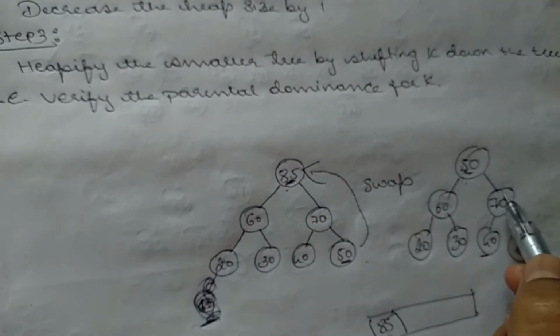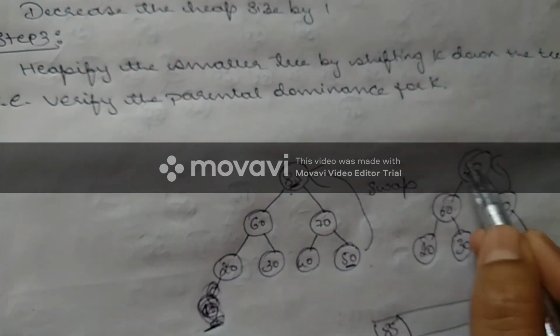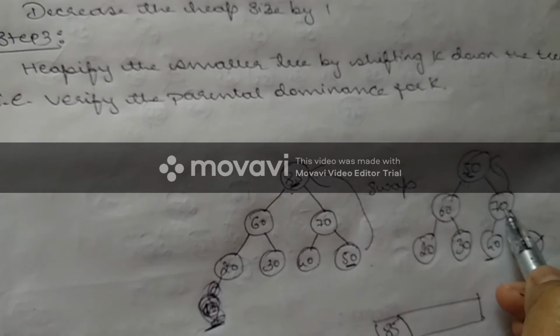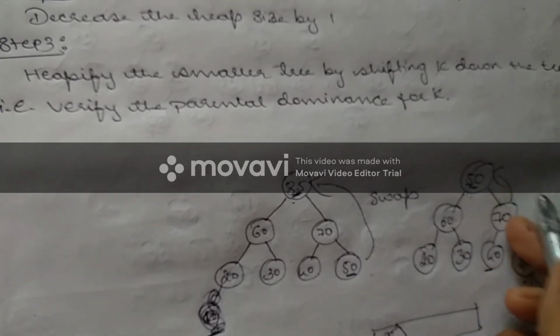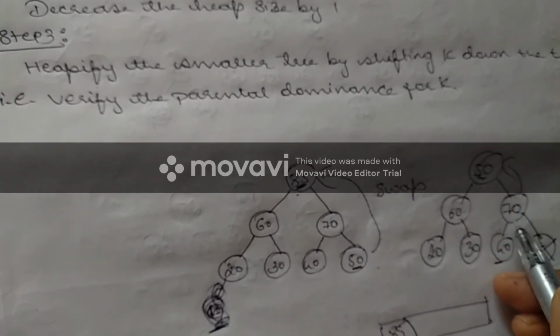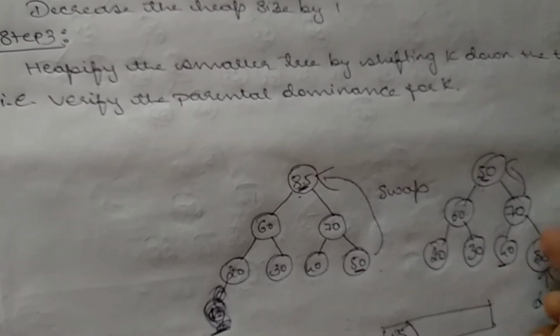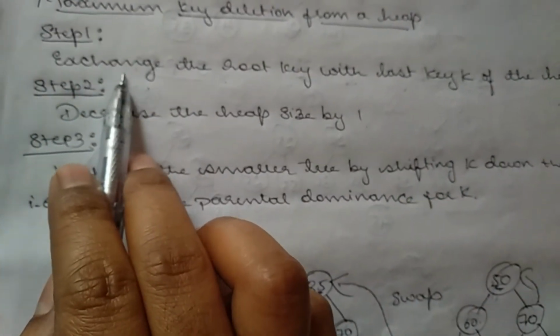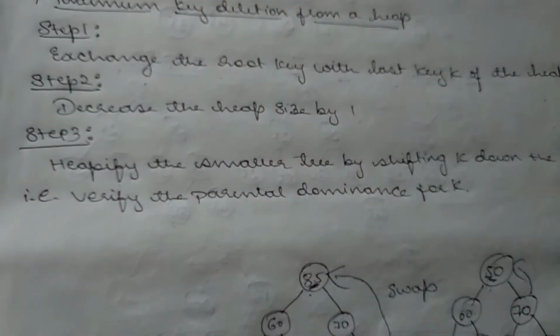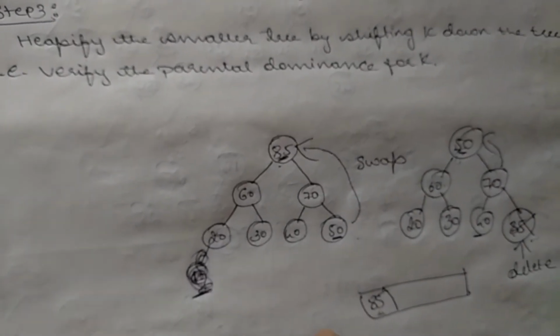Okay, so you know to construct this one. If I swap 70 and 50, 70 will come here and 50 will come here, so it will satisfy the parental dominance. Like that you have to do, and then again you have to start from the first step: exchange the root and the last node, then decrease, then again heapify. Okay, this is the technique.